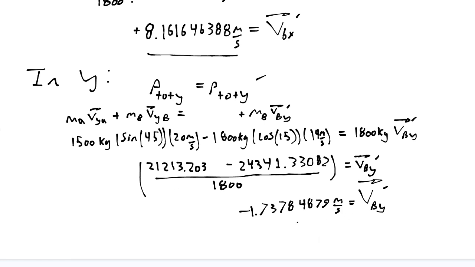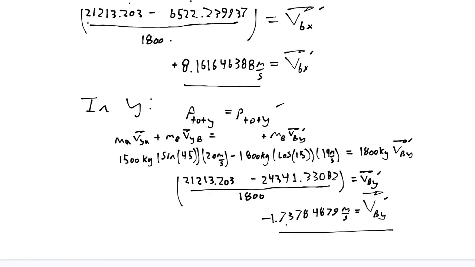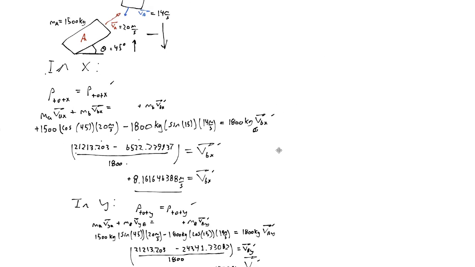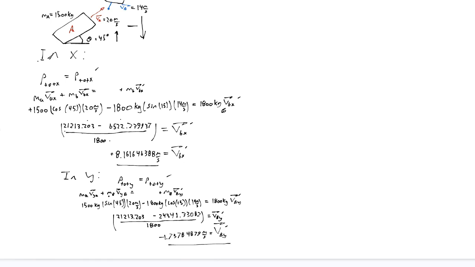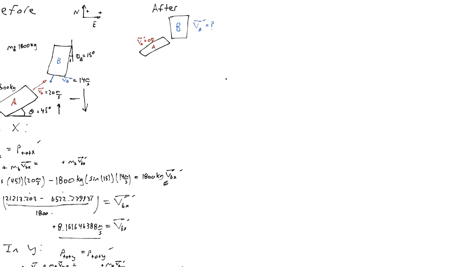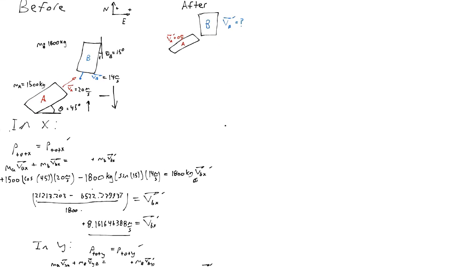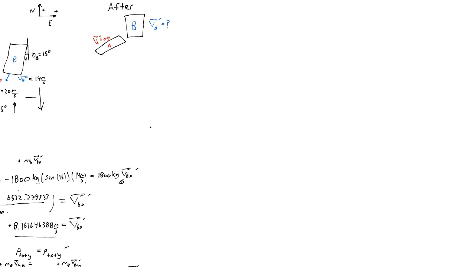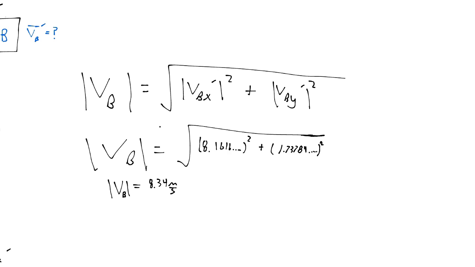Okay, so there we go. I filled it in, put it in my calculator. That's your final answer right here. So velocity in the y-axis for B is equal to negative 1.7378 meters a second. So now we have to use Pythagoras' theorem to find the magnitude of the velocity, and after that we can use our trigonometry from before to find the direction of it. So I'll skip ahead to doing the magnitude.